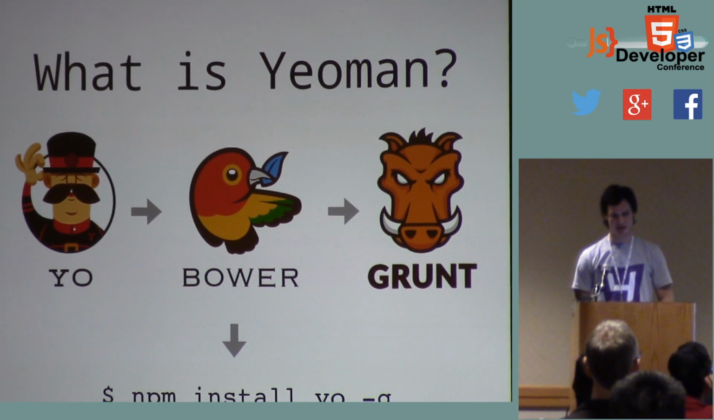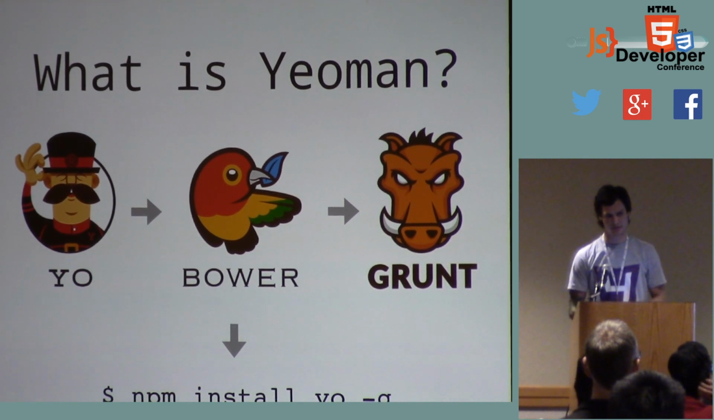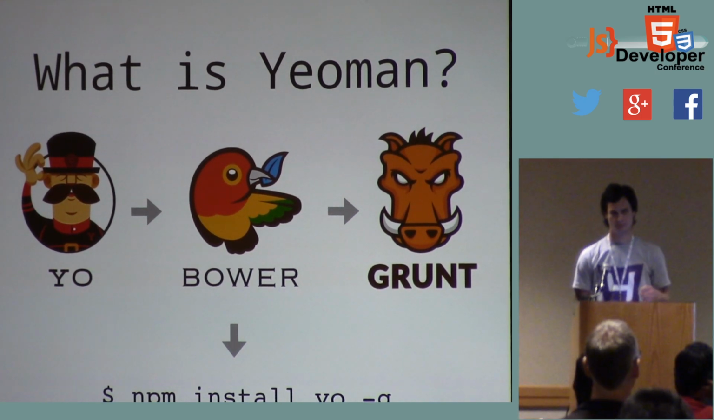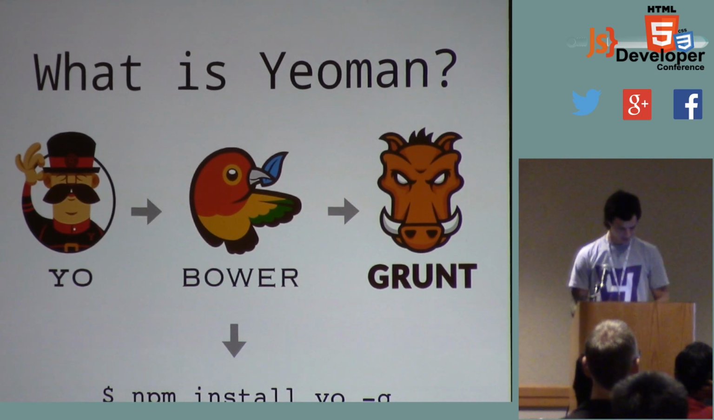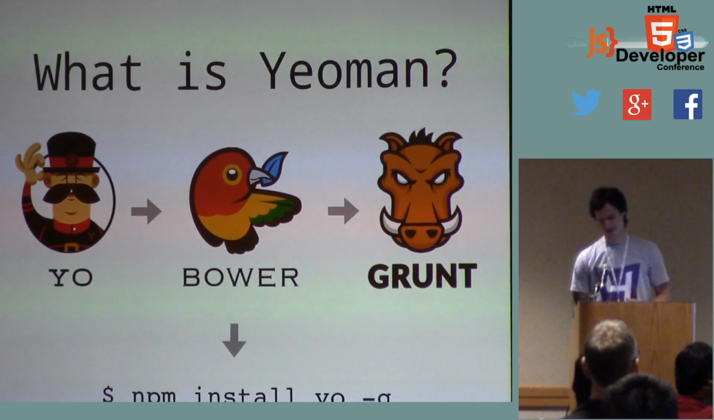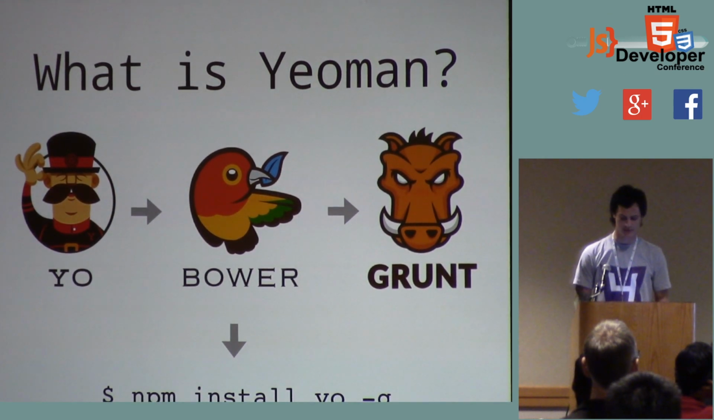Testing, a lot of the generators out of the box come pre-configured for running Jasmine tests, QUnit, Node unit, and so on. So automation, Yeoman features a watch process that'll watch all your scripts, compile your CoffeeScript files, your Less, your Sass, etc., and reload the browser when those changes occur.